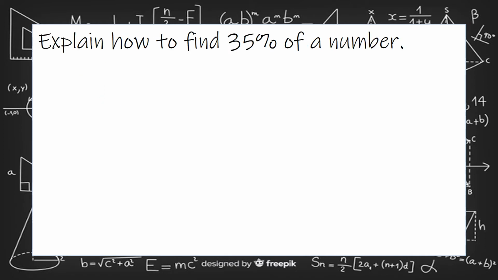Okay, now let's explain how to find 35% of a number. So 35% is 35 out of 100. Of means times some number. So we could put n, we could put x, we could put the actual number they give you. But all you have to do is do 35 over 100 times the number. You can also rewrite it as a decimal, 0.35, times the number that they give you, and you will get your answer.